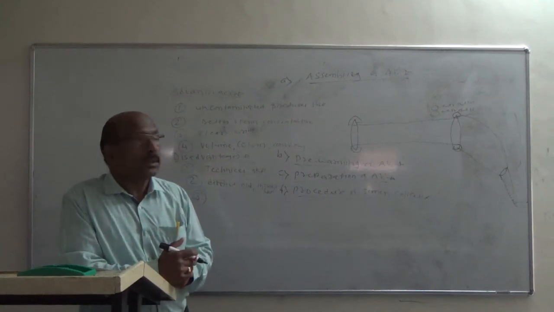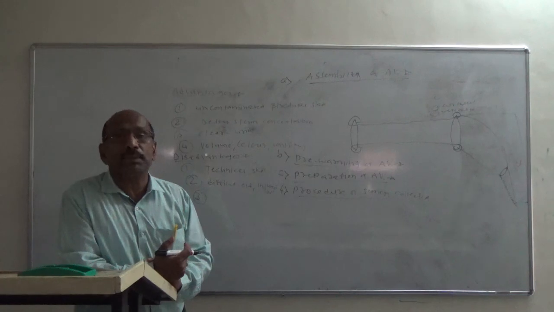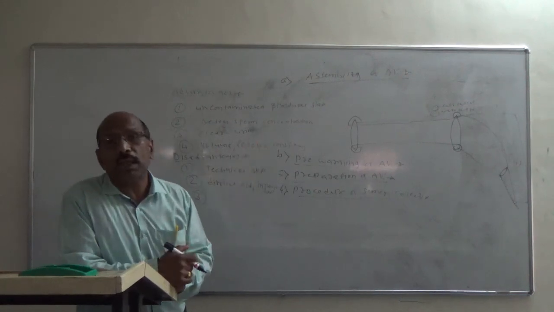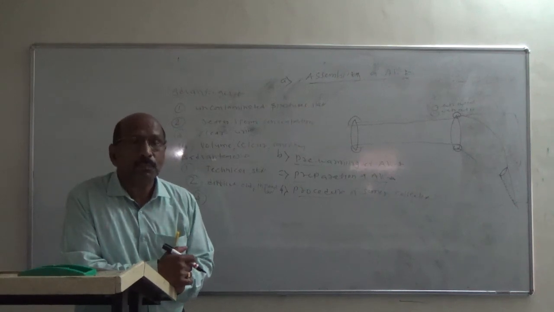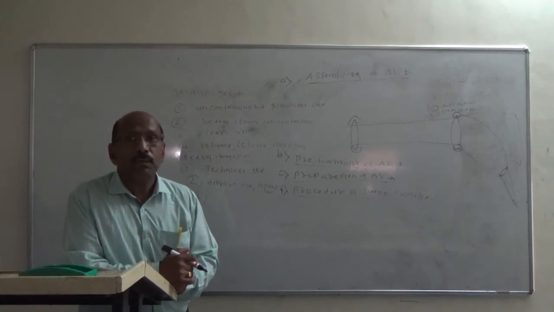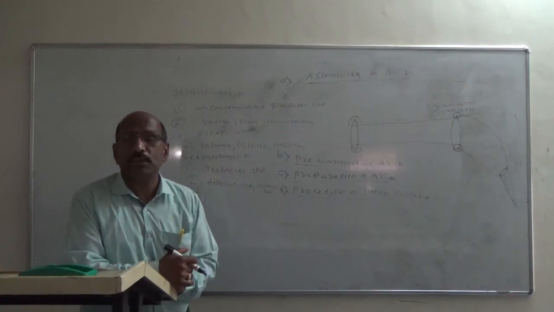So we studied the first method of collection of semen, that is the artificial vagina or AV method. In the next lecture we will study the second method, that is the electro ejaculation method.